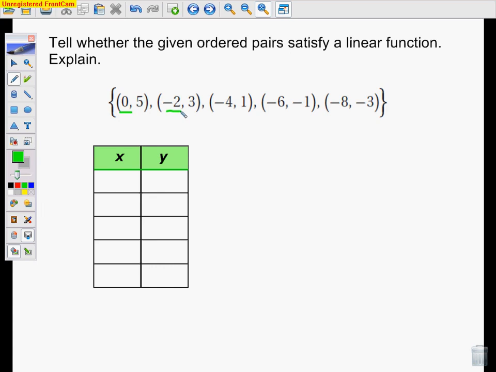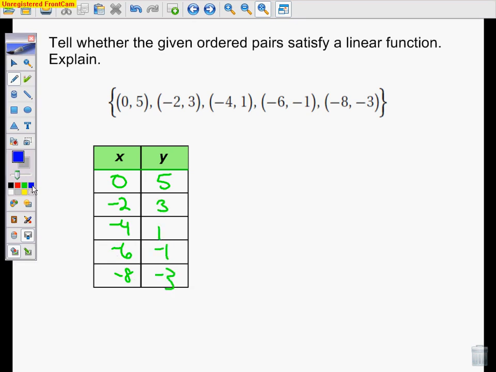0, -2, -4, -6, and -8. So we'll go ahead and just put those in their positions in the table. 0, -2, -4, -6, and -8. And then the corresponding y values are 5, 3, 1, -1, and -3.